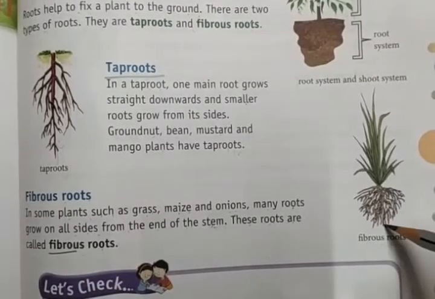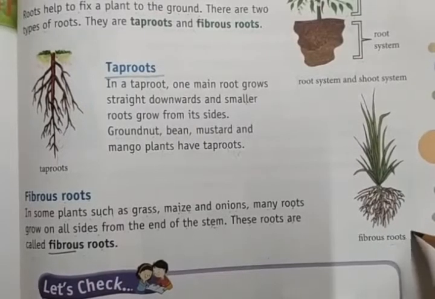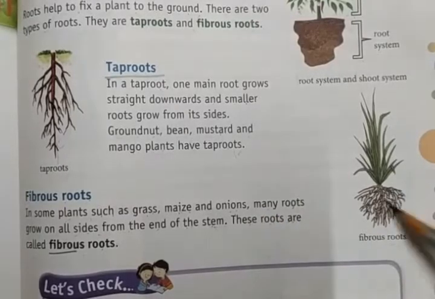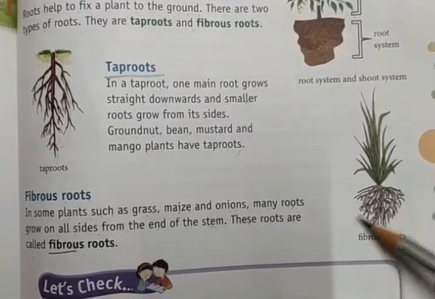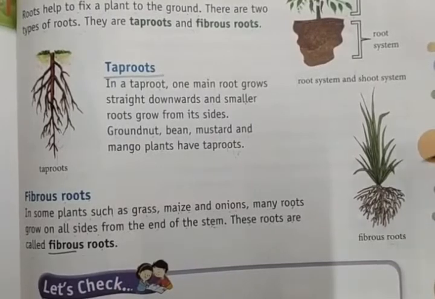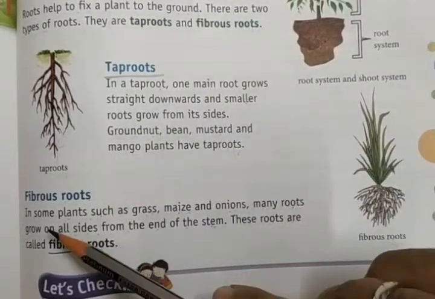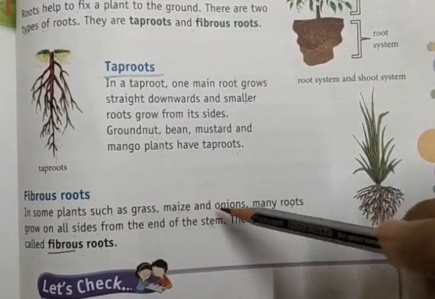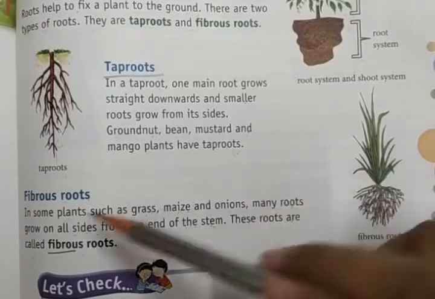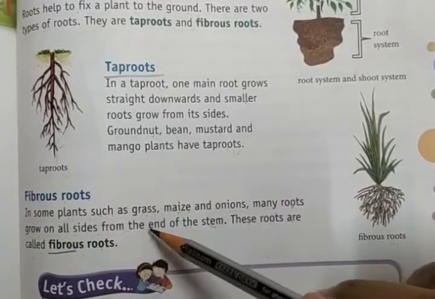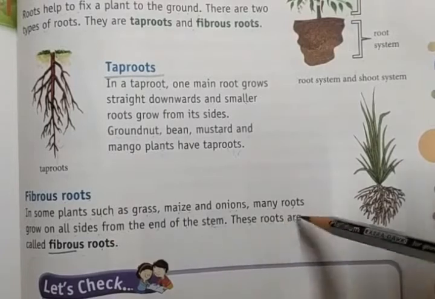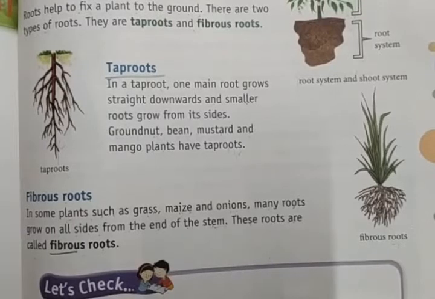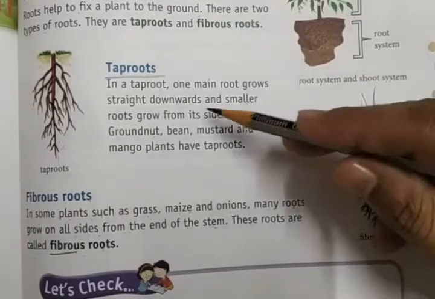ಯಾವ್ಯಾವುದು? Grass, maize and onion, many roots grow here. ಎಲ್ಲಾನು ಆ ಭೂಮಿಗೆ ಹತ್ಕೊಂಡು ಒಂದು ಸ್ಟ್ರೇಟ್ ರೂಟ್ ಅನ್ನೋದಿರಂಗಿಲ್ಲ, ಎಲ್ಲಾನು ರೂಟ್ಸ್ ಈಕ್ವಲ್ ಆಗಿ ಭೂಮಿ ಮೇಲೆ ಬೆಳಿತಾವೆ, ಲಾಂಗ್ ಸೈಡ್ ಭೂಮಿ ಮೇಲೆ ಬೆಳಿತಾವೆ. In some plants such as grass, maize and onion, many roots grow on all sides and the end of the stem. These roots are called fibrous roots. These are called fibrous and these are called taproot.